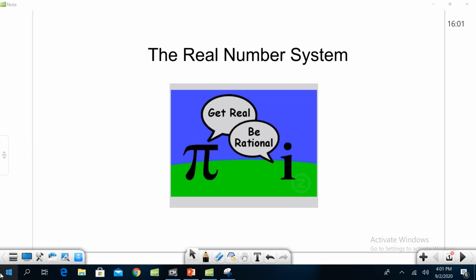Hey guys, so today we are learning about the real number system. You've actually seen this before in 7th grade, and so we are going to add to what we know from 7th grade now on to 8th grade. So the real number system is a way that helps us classify numbers.